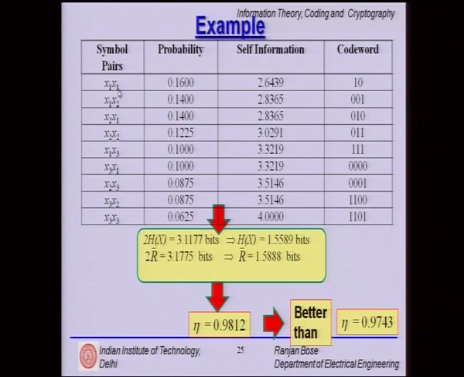I will not stop here, I can go beyond, I can go to x1 x1 x1, x1 x1 x2, up to x3 x3 x3, and I get the corresponding probability distribution, and I can write the self information and code word and find it is better. Why is it working better? The answer is pretty simple.